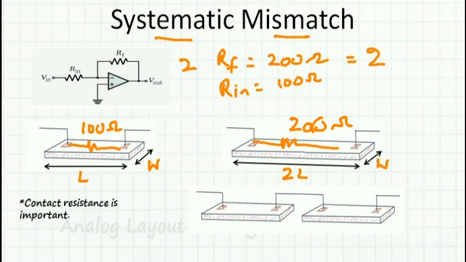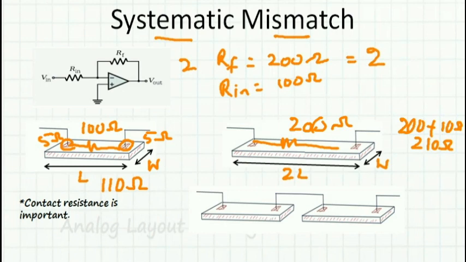Let's stop and look into some more details. What have we missed? We have missed the contact resistance, which will generally be around 5 ohms. So each contact will be 5 ohms. So the resistance now is not 100 ohms, but 110 ohms. Whereas here, what is the resistance? The resistance is 200 plus 10 ohms, which is 210 ohms. Now if you take the ratio, it is 210 ohms divided by 110 ohms. This definitely is not equal to 2.